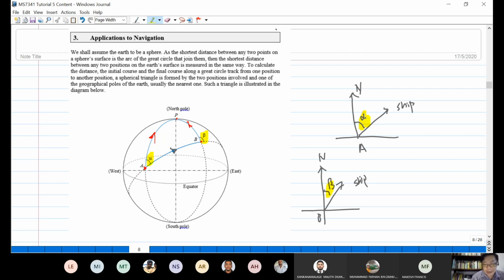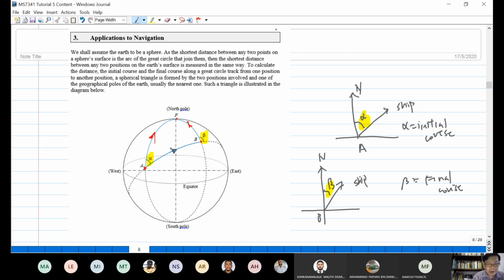And then alpha is usually called the initial course. So alpha is also called the initial course of the ship, where it started. And beta is where it reached the destination. Beta is called the final course. Basically, it's the bearing of the ship. You can look at it from the picture. The bearing of the ship is the final course, and the beginning course is the direction it heads to. Okay, this is the beginning introduction.